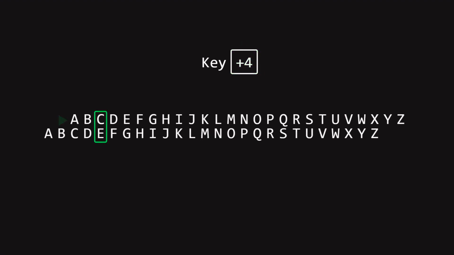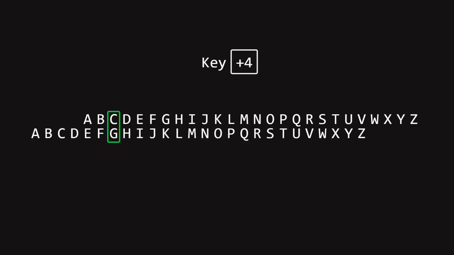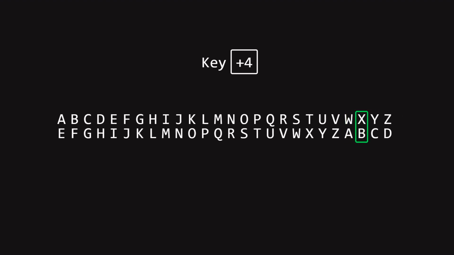Now our key is 4. Let's encrypt some characters with that key. For example, A will be E, I will be M, G will be K. But what will be W? Well, it simply cycles back to the beginning. In this case, we need to use the beginning of the alphabet again. So W will be A, X will be B, Y will be C, and Z will be D.